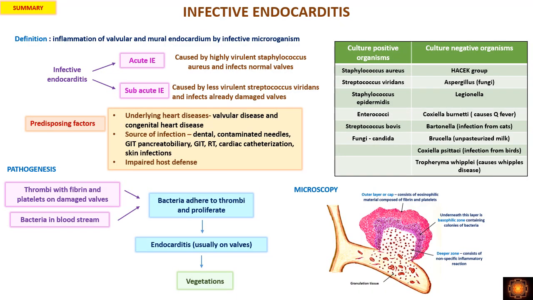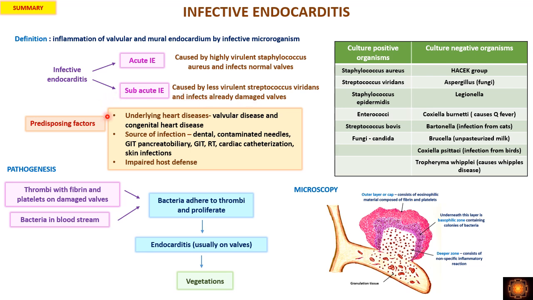Now let us summarize what we have seen. First, we should know the definition. It is inflammation of the valvular and mural endocardium by infective microorganisms, divided into acute and subacute depending upon the virulence and clinical features. Acute is caused by a highly virulent organism like Staphylococcus aureus, and it infects normal valves. Subacute is caused by the less virulent Streptococcus viridans, and it infects only damaged valves.